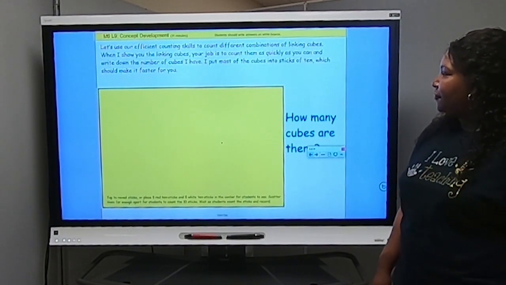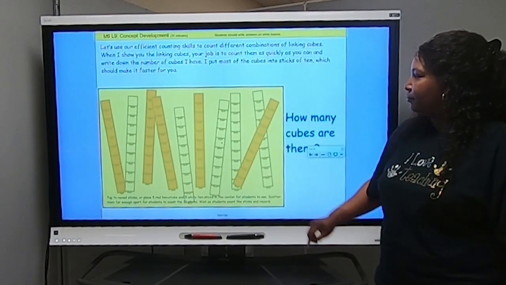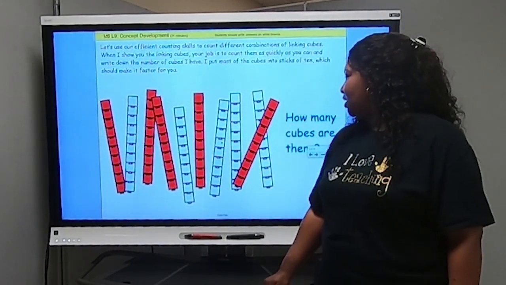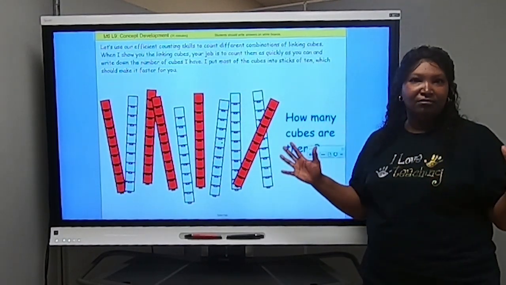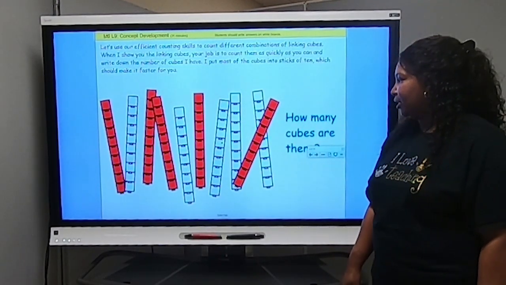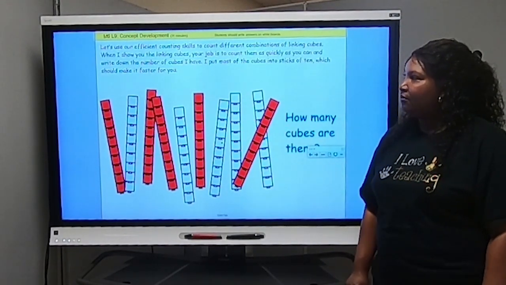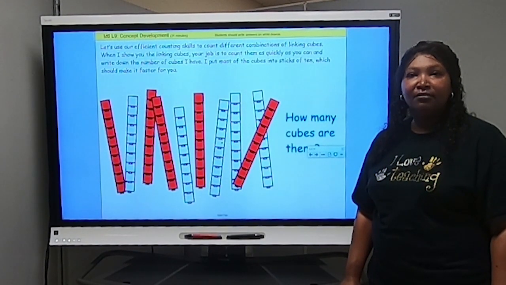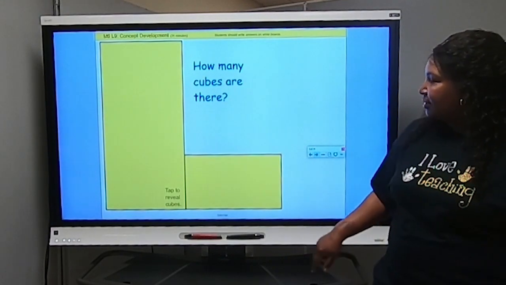Right now, I would like for you to look at this set of cubes that I'm going to show you. I would like to know how many cubes are there. Right, they're just arranged all over the place, okay? So I'll let you take your time and count them out. How many did you get? 10. Good job. All right, so look at the next set.